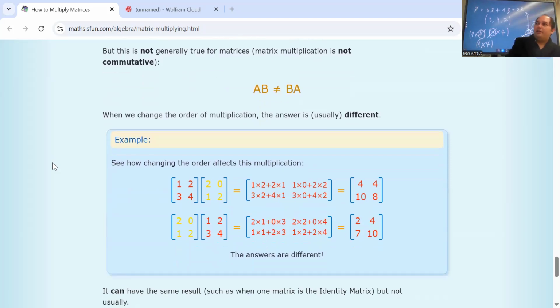These two matrices, imagine they have the same dimensionality: 1, 2, 3, 4, multiplied by 2, 0, 1, 2. When they multiply, they obtain this. But when you reverse the order, you obtain this completely different result. Completely different. So the order matters. And this is the biggest error of many bachelor students when they are doing matrices.